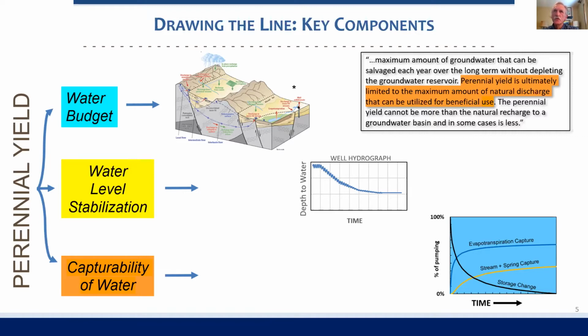So the perennial yield is ultimately limited to the maximum amount of natural discharge that can be utilized for beneficial use. So I think it's important to note here that the utilization of natural discharge really is just another way to say that pumping takes the place of or captures that discharge. And I think it's important to recognize that this perennial yield definition appears to recognize the capturability component as the ultimate determinant for perennial yield, suggesting that at the end of the day, only the part of the natural discharge that's actually available for capture and use should be included in perennial yield.